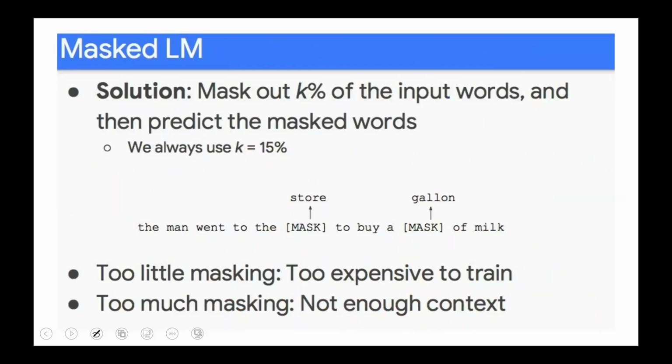So when we were discussing, what are the different steps which are involved in BERT? The first point was word embeddings. The second point is masked input.